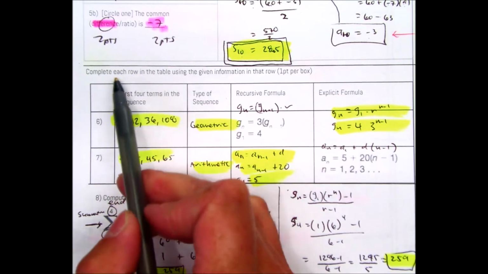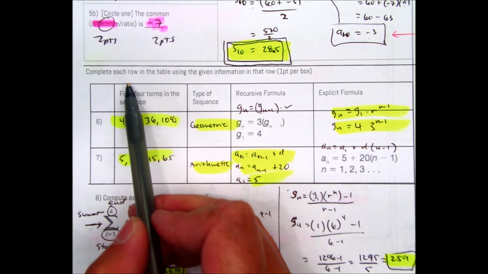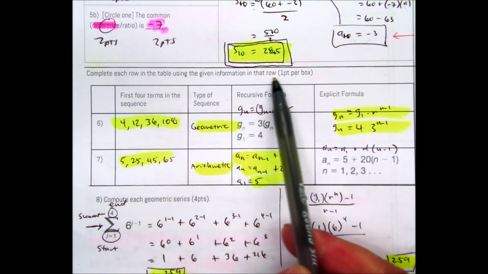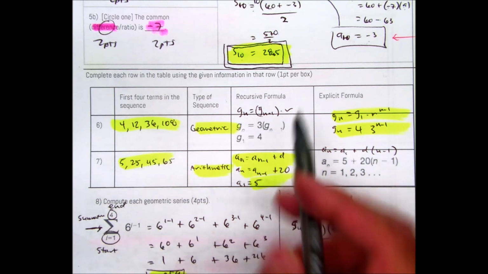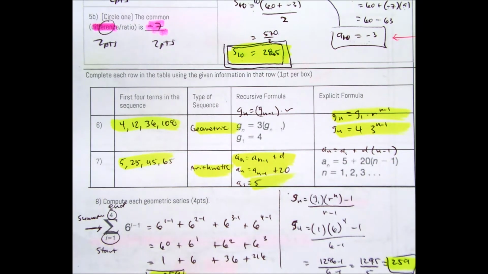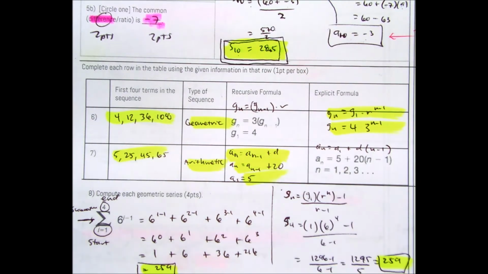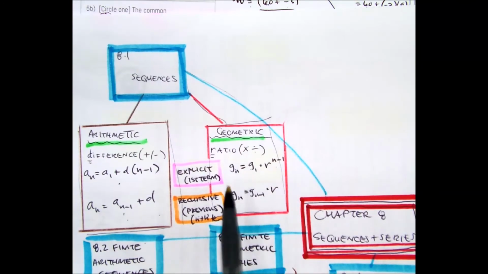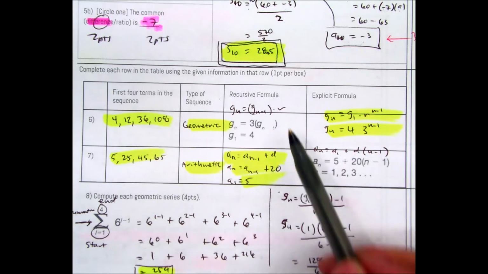Alright, complete each row in the table. This was just taken from your packets. Complete each row in the table using the given information in that row. So the first problem gives you the recursive formula. So this is what I like to do. I like to actually write down the recursive formula for the problem they give me right above it. So here it is, recursive, write that down.